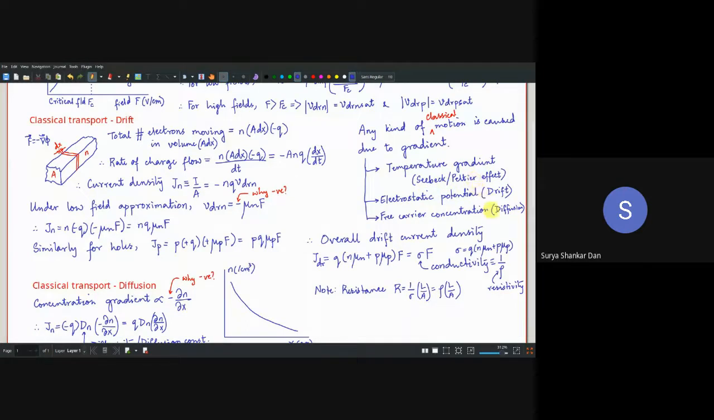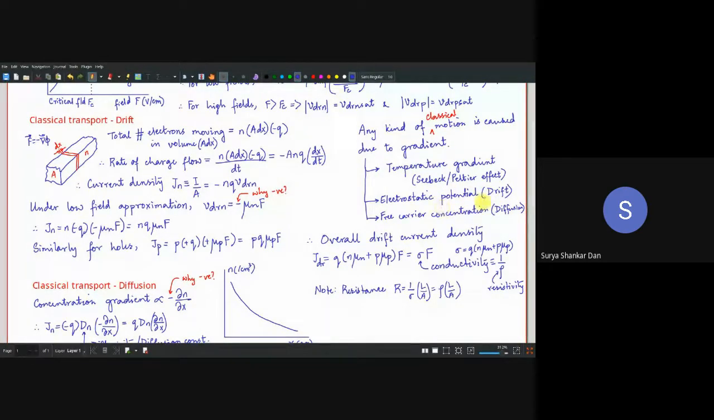Okay, now comes the two most important parts. One is the electrostatic potential gradient. So this is the temperature gradient, this is the electrostatic potential gradient. What is a potential gradient? It is the field, isn't it? Electric field. So whatever classical motion is caused due to the potential gradient, the other word for potential gradient is field. That is the drift.